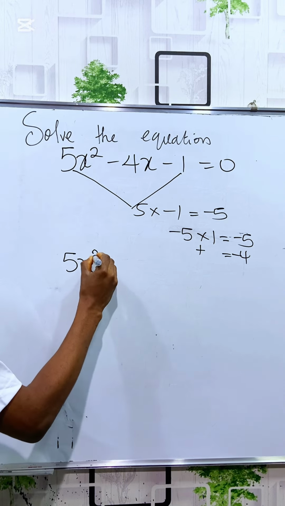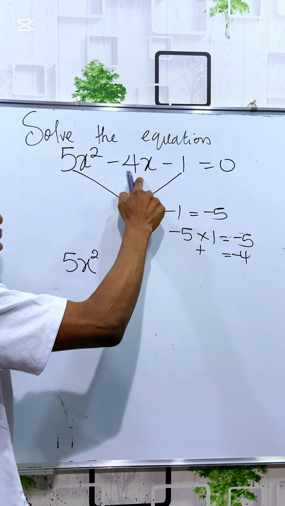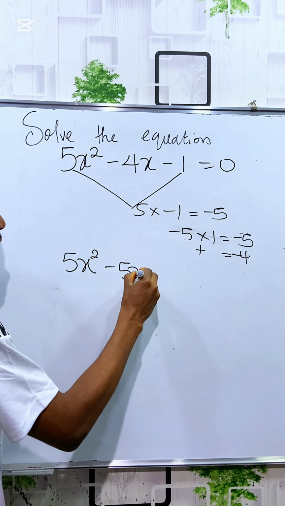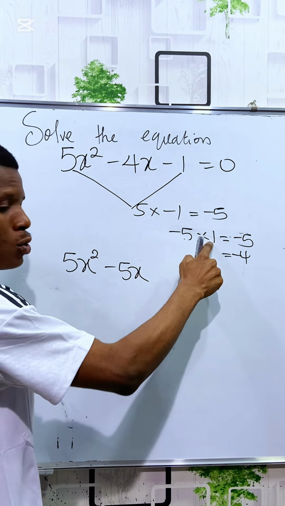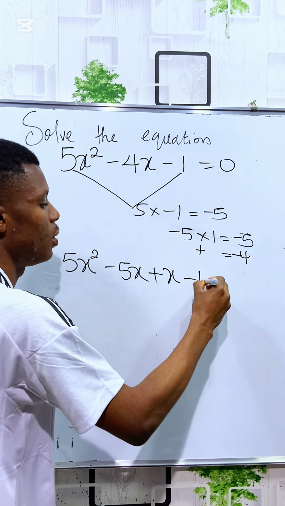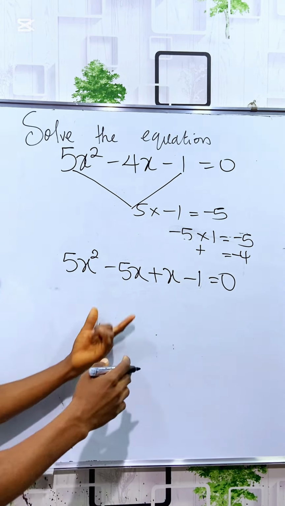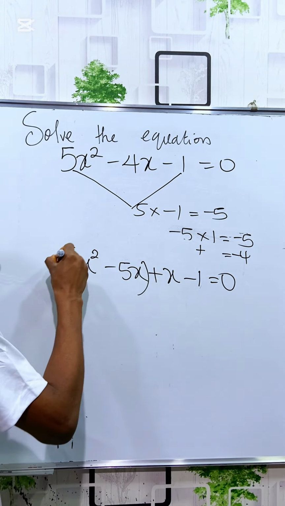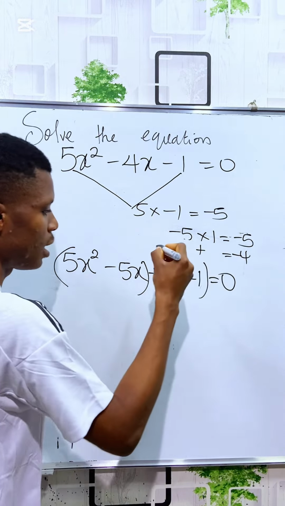So 5x squared, and instead of writing minus 4x, I will use minus 5x plus x. Then this one is minus 1, no need of writing 1x, equal to 0. You can see that these are still the same. So we'll now group the first two terms and group the last two terms.